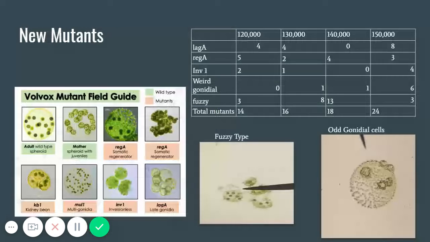In my results, I found two new mutants. The known Volvox mutants are shown in the Volvox mutant field guide. I found a new fuzzy type and another with odd gonadial cells.